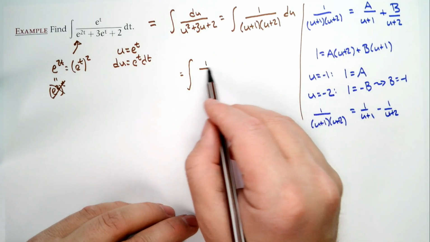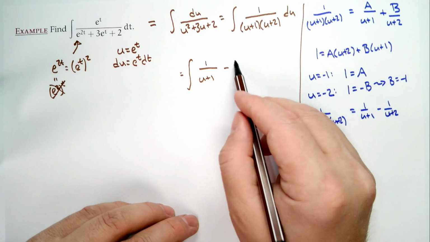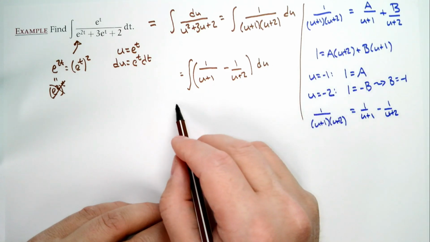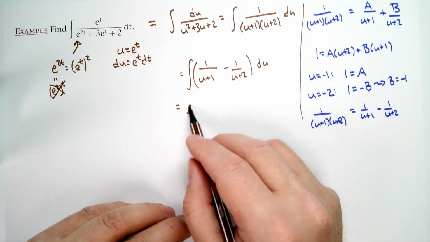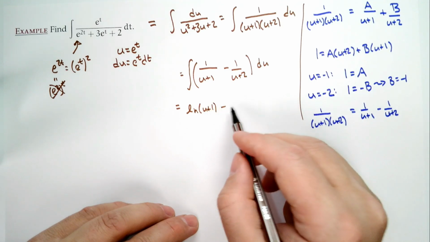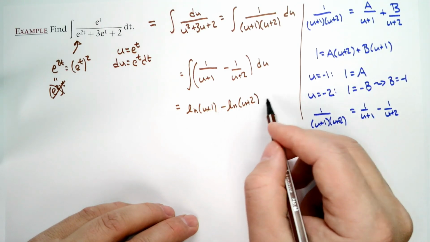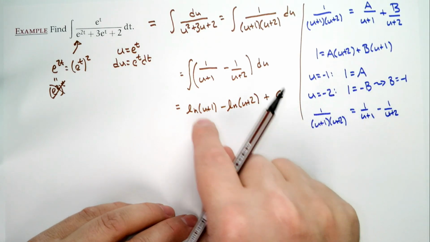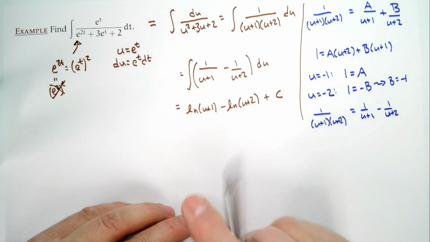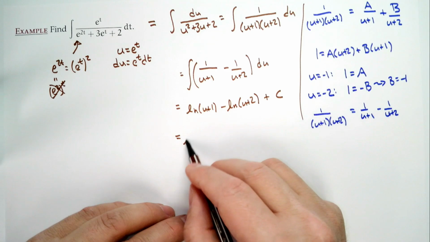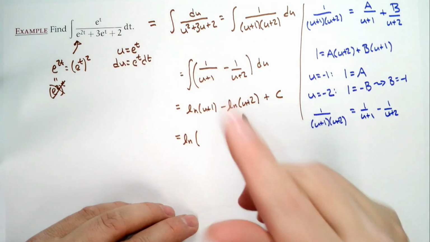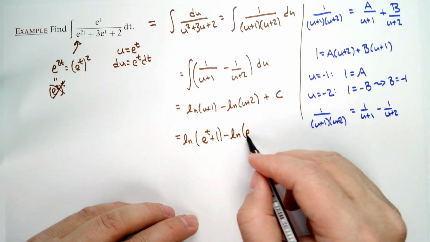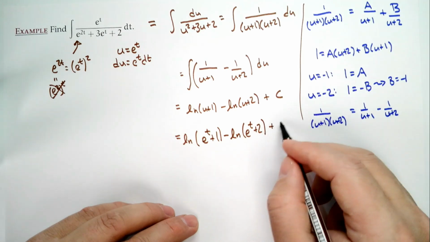So we rewrite what we have, the integral of 1 over u plus 1 minus 1 over u plus 2 du. And these are relatively easy integrals. So that's the natural log of u plus 1 minus the natural log of u plus 2 plus some constant c, which we don't know, but that's all right. And we're not done because we started in terms of t, so we got to end in terms of t. So this will be natural log of, replace u by e to the t, e to the t plus 1 minus the natural log of e to the t plus 2 plus c.